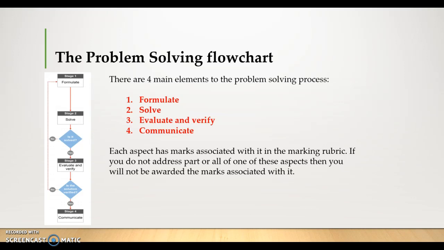So just a reminder, the problem solving flowchart is a 4-step flowchart and you need to address each of those steps in order to unlock the marks associated with them. That is, if you omit one of those steps you also lose out on the marks. So let's look at these. I've broken the problem down already.